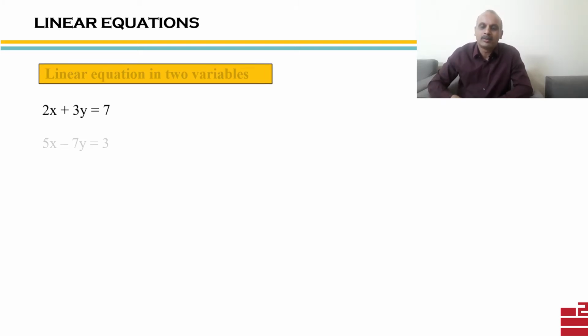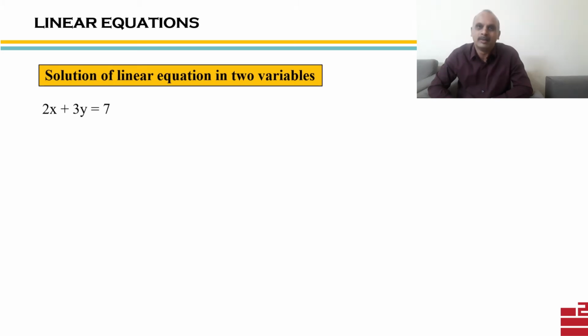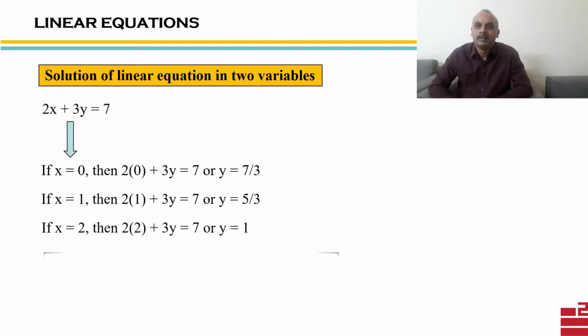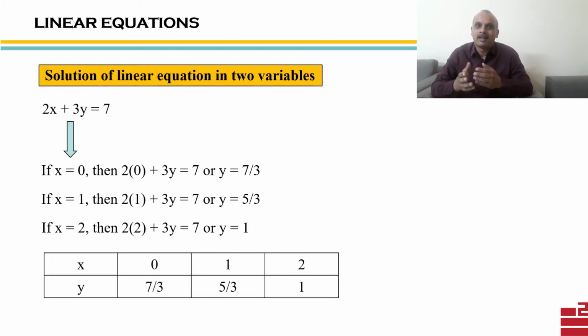Now, if I have to solve a linear equation in two variables, how do we go about this? Look at the equation 2x plus 3y equal to 7. Here we see that if I put some value of x, I'll get some value of y. For example, if I say the value of x is 0, then the value of y comes out to 7 by 3. Similarly, if I put the value of x as 1, I get one more value of y. If I put x as 2, I get the value of y as 1. And I can develop a table out of it. The table elaborates the various values of y which I get from various values of x.